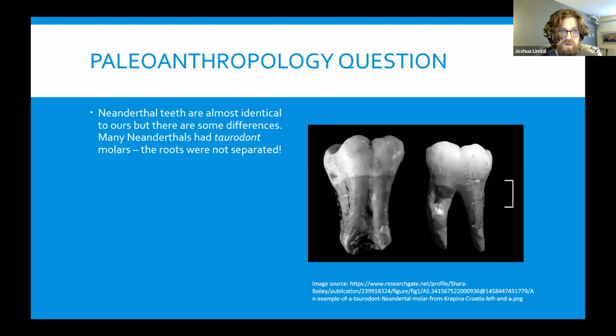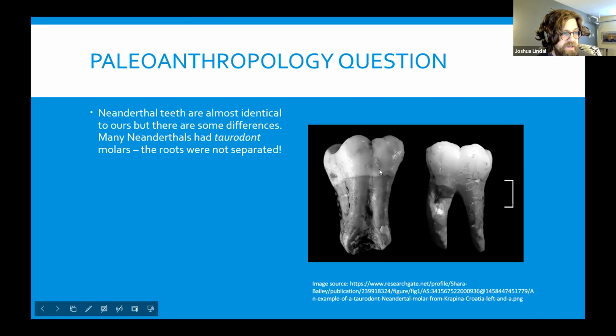If you saw a Neanderthal walking around today dressed up in modern clothes, you probably would have no idea that they weren't a modern human. But there are some very small differences. Their teeth were very much the same as ours, but there were some very minor differences, which is what I'm studying. One of the things is that Neanderthals very often had a trait called taurodontism.